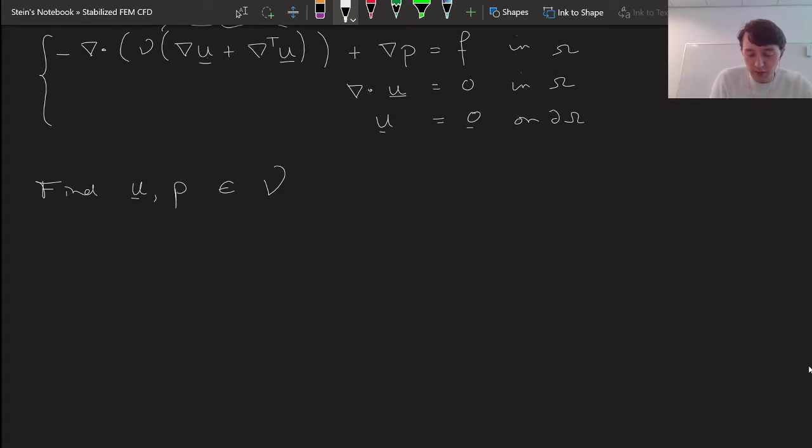So the way that the space V is now defined is, well, what you might do is take H1 to the D for the vectors, right? D-dimensional vectors. There are D components to U, and each one of those is going to be in H1. And not only in H1, actually H1 0, right? We have the zero boundary condition. Cross the space for the pressure, and as we'll see in a second, that's going to be L2, and not just L2, but also L2 0. And I'll get back to that in a second.